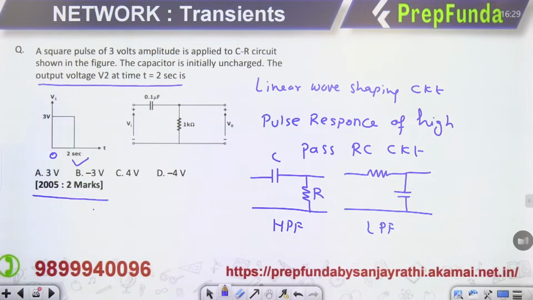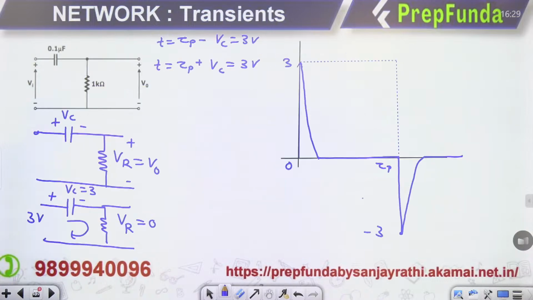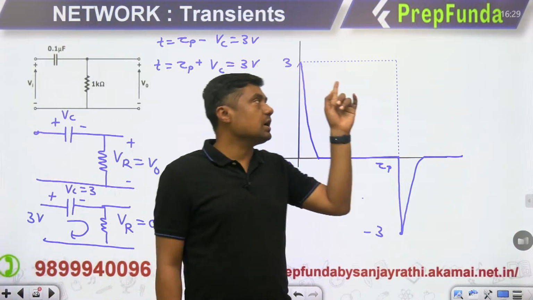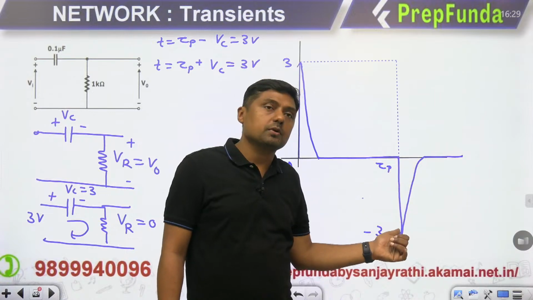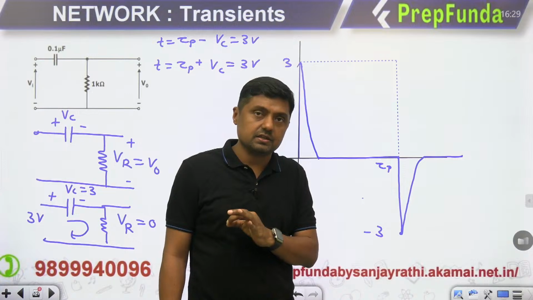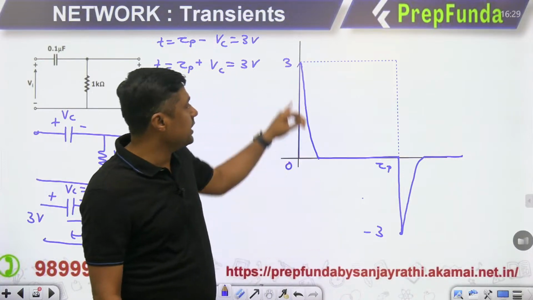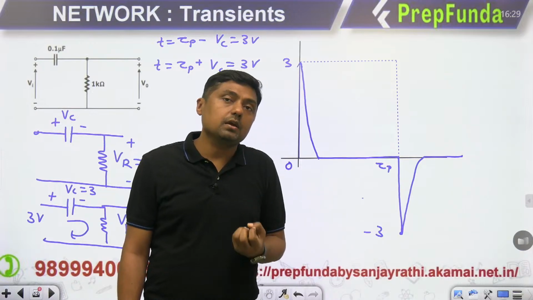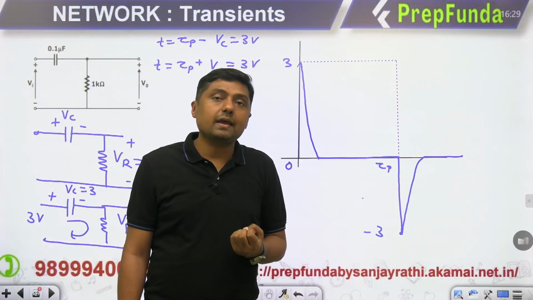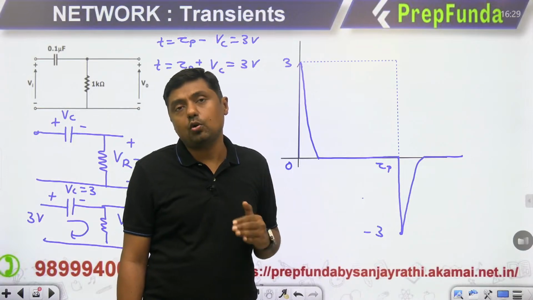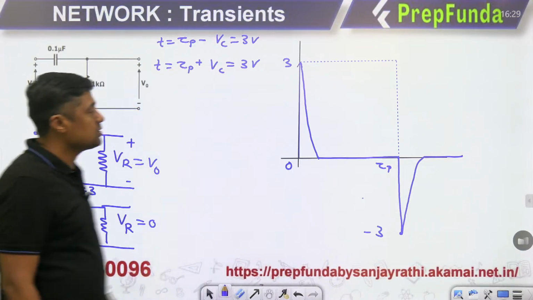Now, that is the answer, and we are getting the final pulse response like this. We are getting 2 peaks, one at the beginning of the pulse and one at the end of the pulse, and that process is called peaking, P-E-A-K-I-N-G, because we get 2 peaks. And to get the peak, what about the time constant? The time constant of the circuit should be as low as possible.